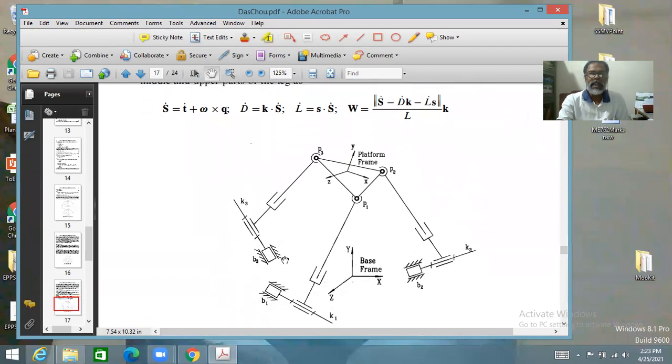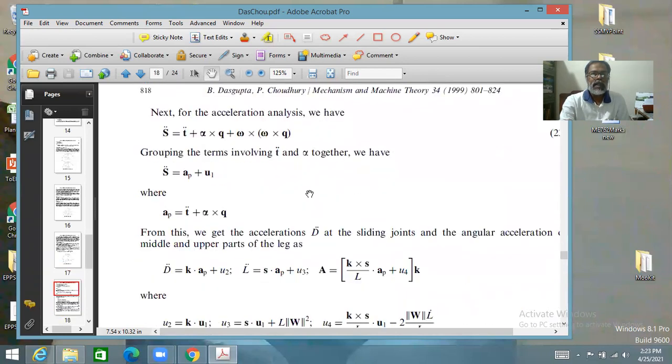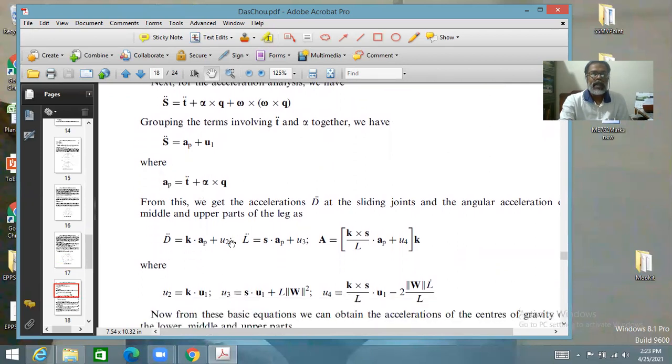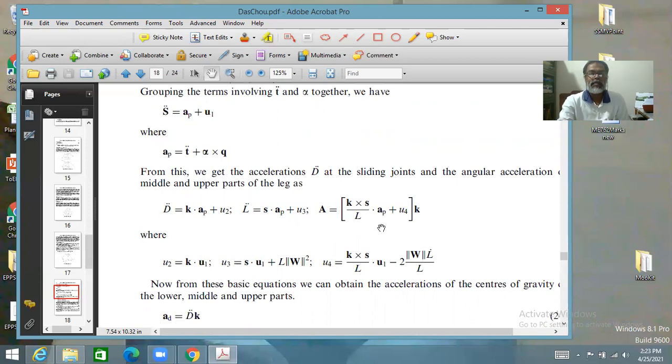And when you consider the dynamics, let us go to the dynamics part. Acceleration analysis will go on like that. And here, L double dot and D double dot are both joint accelerations, because there are two prismatic freedoms in the leg. That is why L double dot and D double dot are both evaluated in terms of the platform acceleration, A_P.